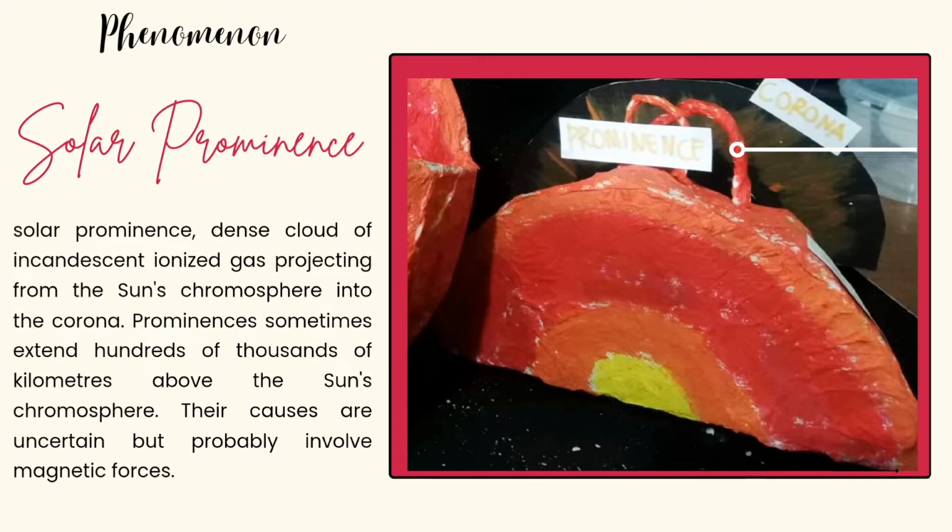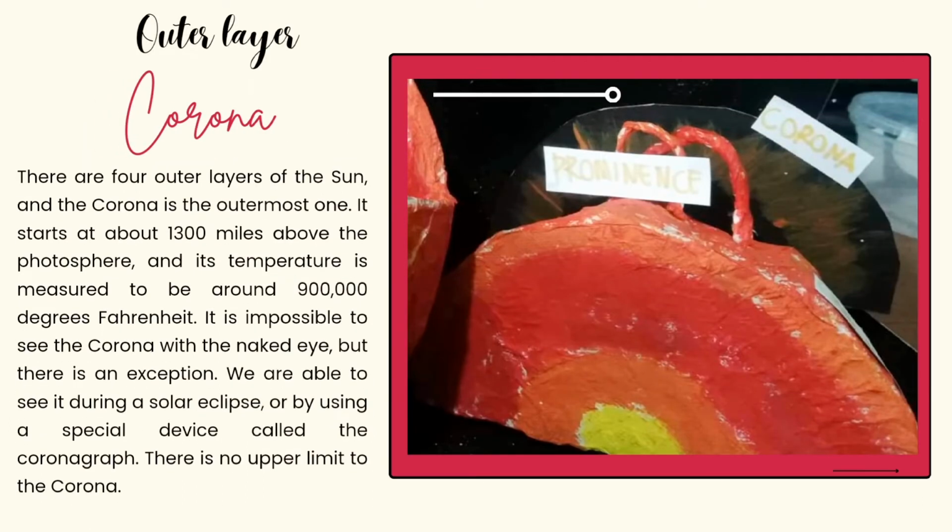So next is the solar prominence. A solar prominence is a dense cloud of incandescent ionized gas projecting from the sun's chromosphere into the corona. Prominences sometimes extend hundreds of thousands of kilometers above the sun's chromosphere. Their causes are uncertain but probably involve magnetic forces.